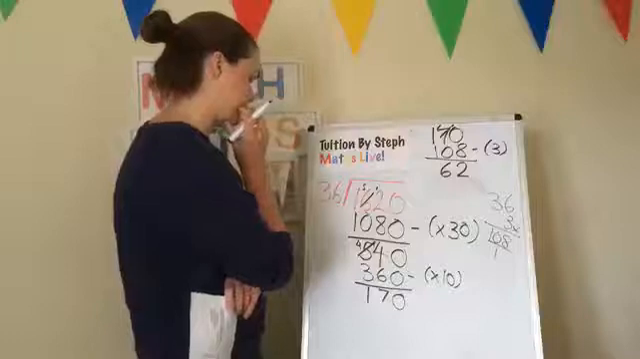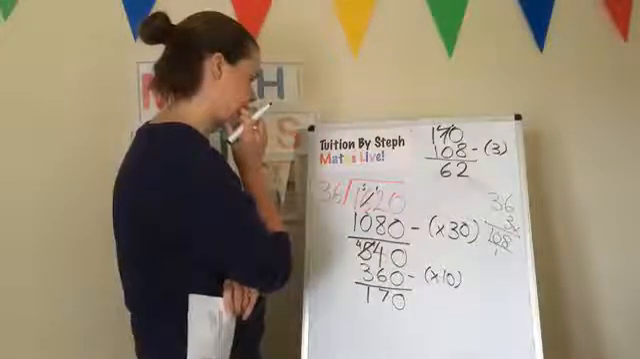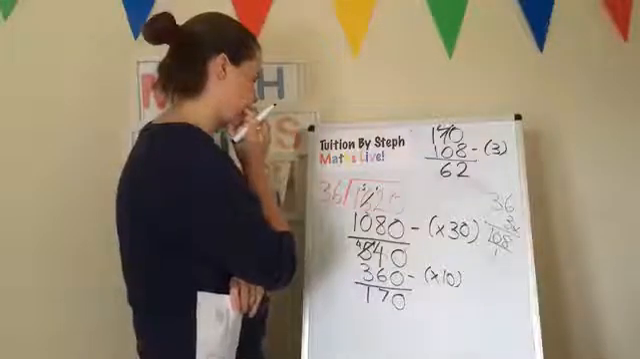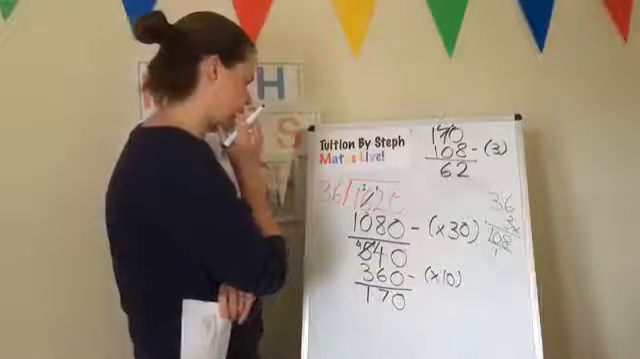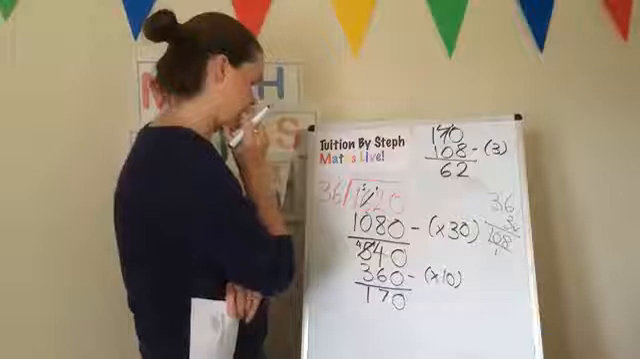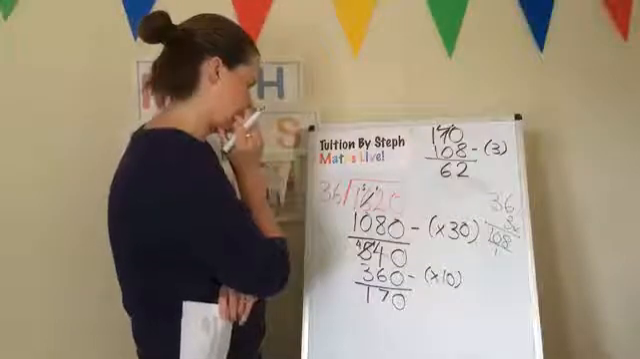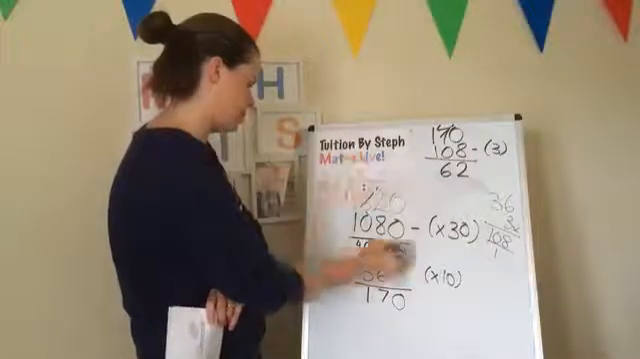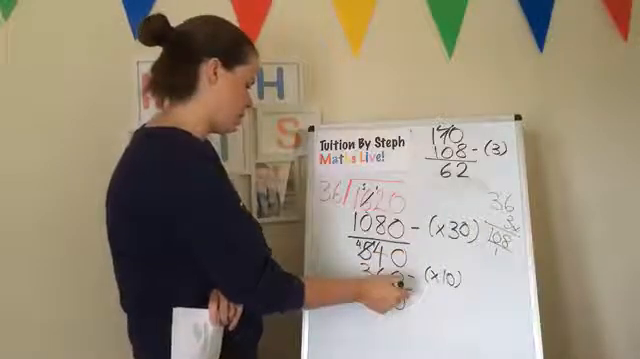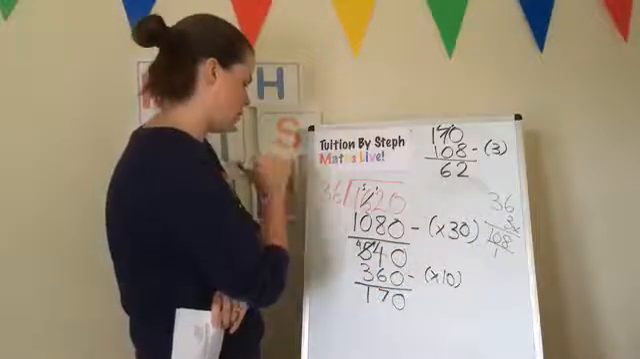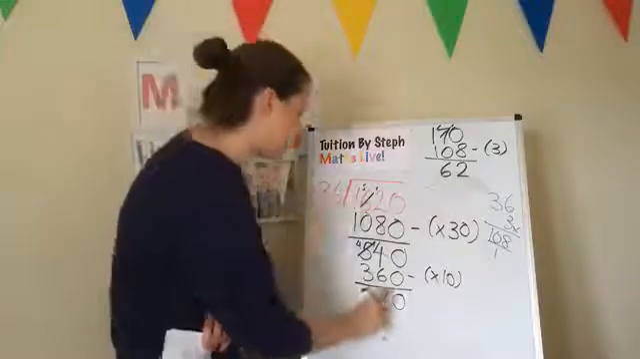So times that by 30. 0 to 8. 9, 10, 11, 12, 4. 5 take away 0 is 5. And 1 take away 1 is 1. And take away 360. 0 take away 0 is 0. So 6. So 14, 13, 12, 11, 10, 9, 8.